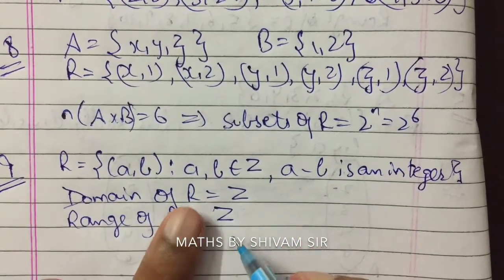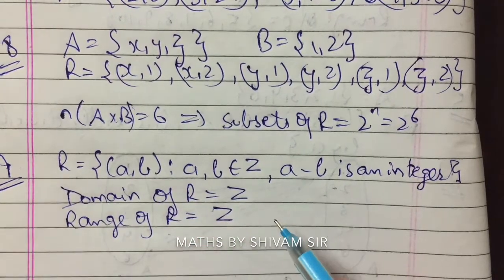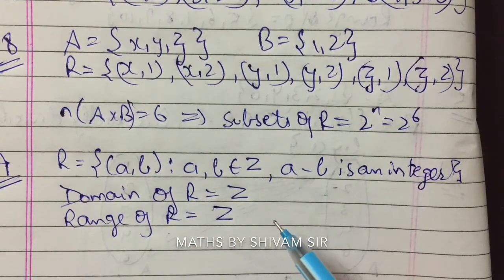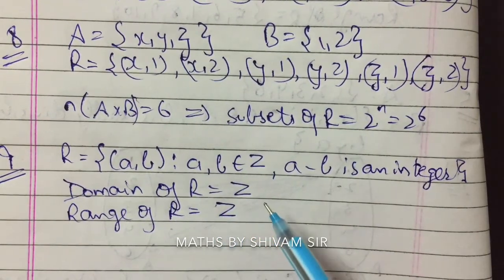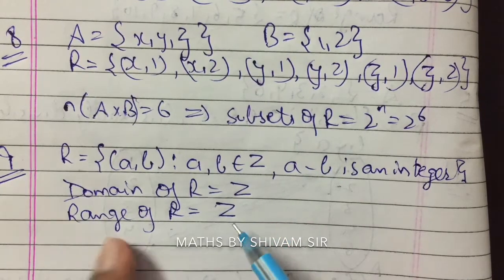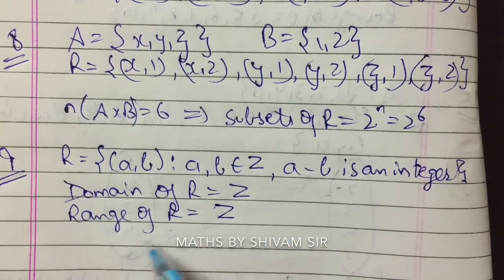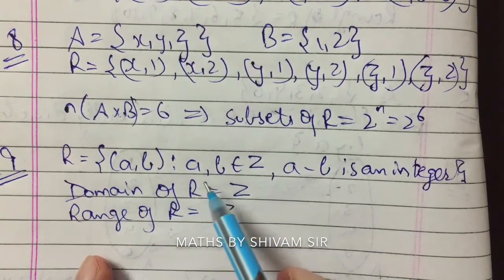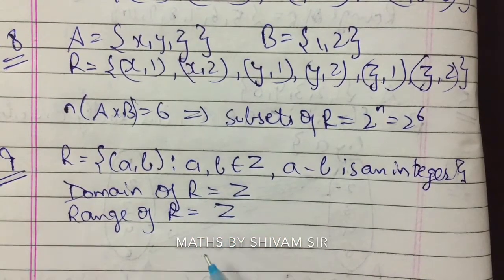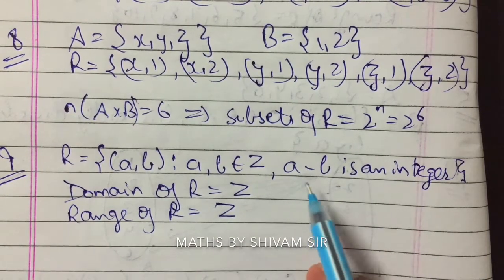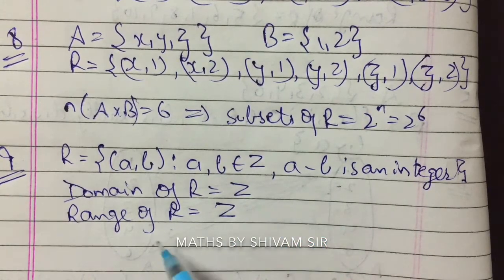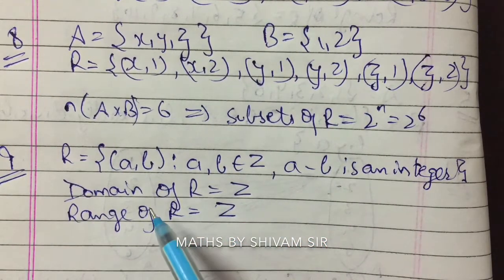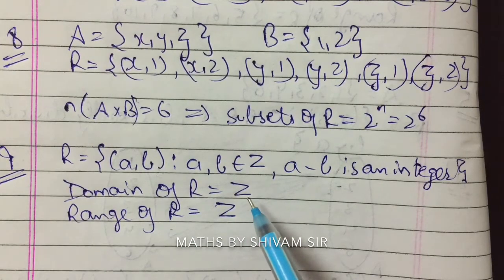Simple. Suppose a is 1 and b is 2, so 1 minus 2 is minus 1, which is also an integer. If a is 7 and b is 5, then 7 minus 5 is also an integer. So the range is an integer in each and every single case, and the domain is also integers, because domain values mean the a and b values, right? If we take integers here, we are getting integers only. So the range of R is Z and the domain of R is Z. This is how we have completed exercise 2.2.